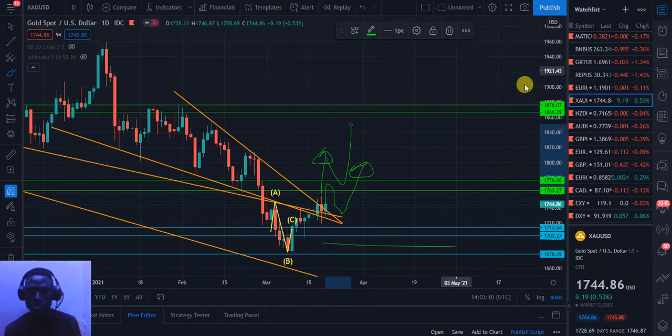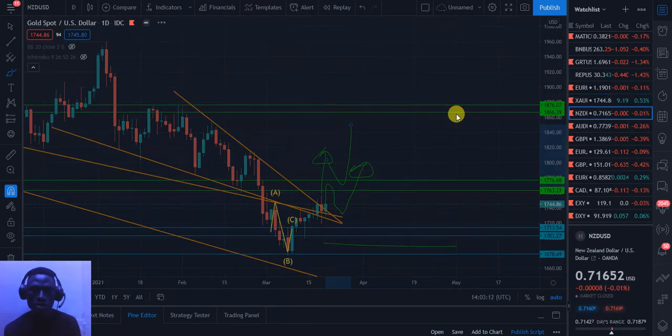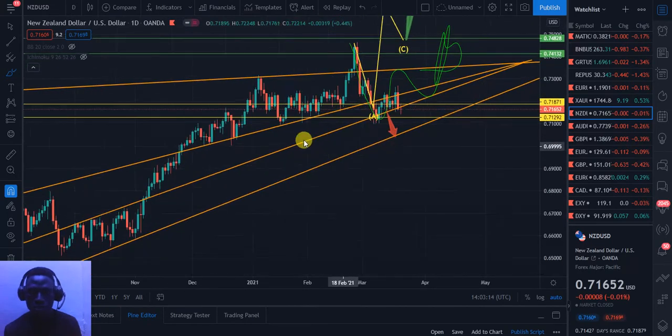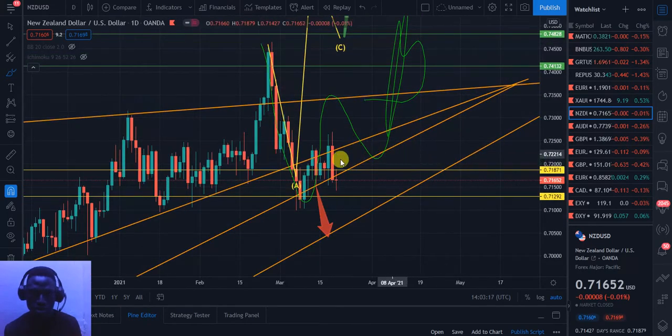So very, very possible. So let's look at USD. Looking at USD, last week we expected the USD to come to this level.